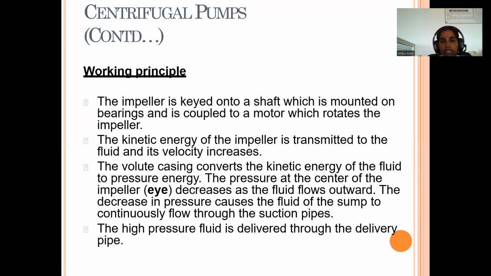The pressure at the center of the impeller decreases as the fluid flows outward. The decrease in pressure causes the fluid in the sump to continuously flow through the suction pipe. The high pressure fluid is delivered through the delivery pipe.